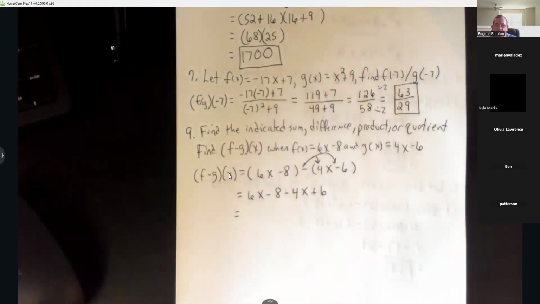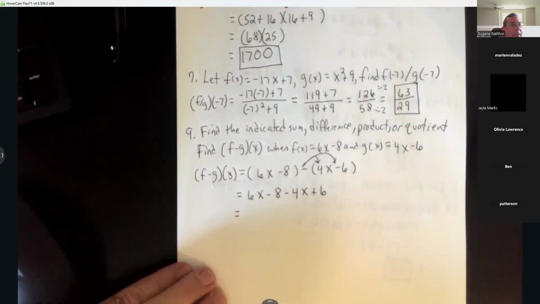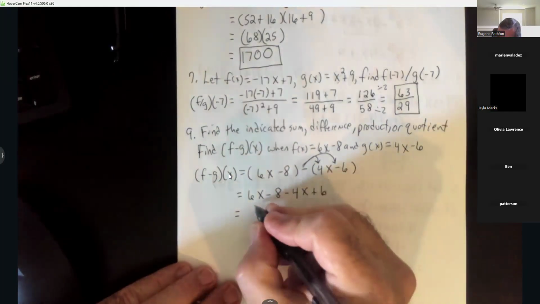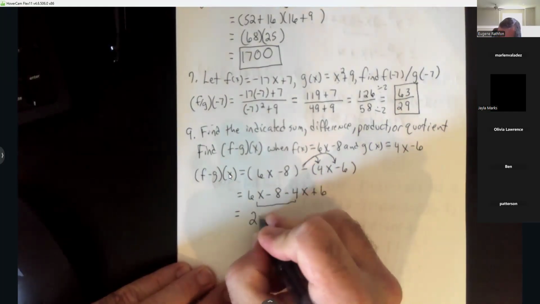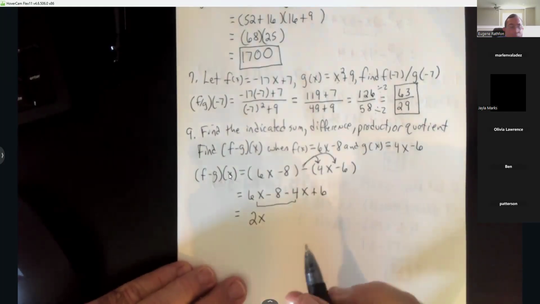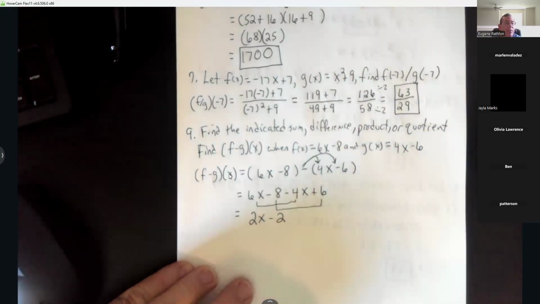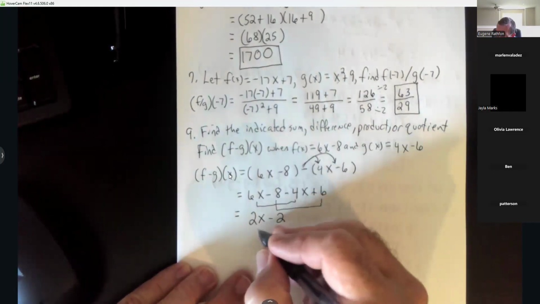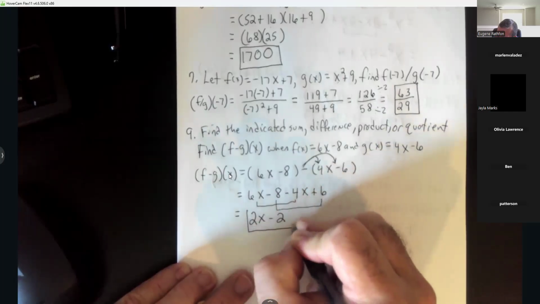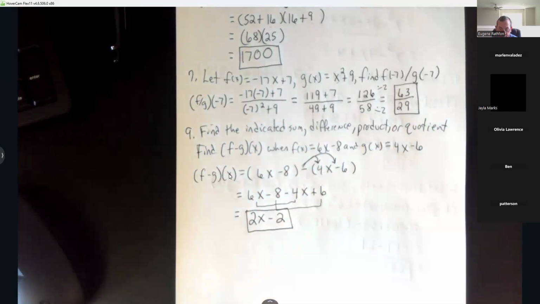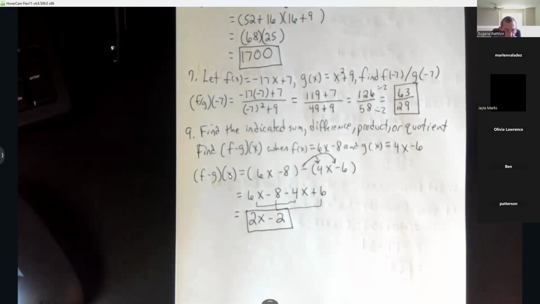Well, Ben, you are really close, but look at those x's. Now you got me 2x, because your 6x minus 4x got me 2x. And y'all, Ben and Livy, y'all got it now. Negative 8 plus 6 is a negative 2. So we get 2x minus 2. All right, y'all, so these are sort of going through.